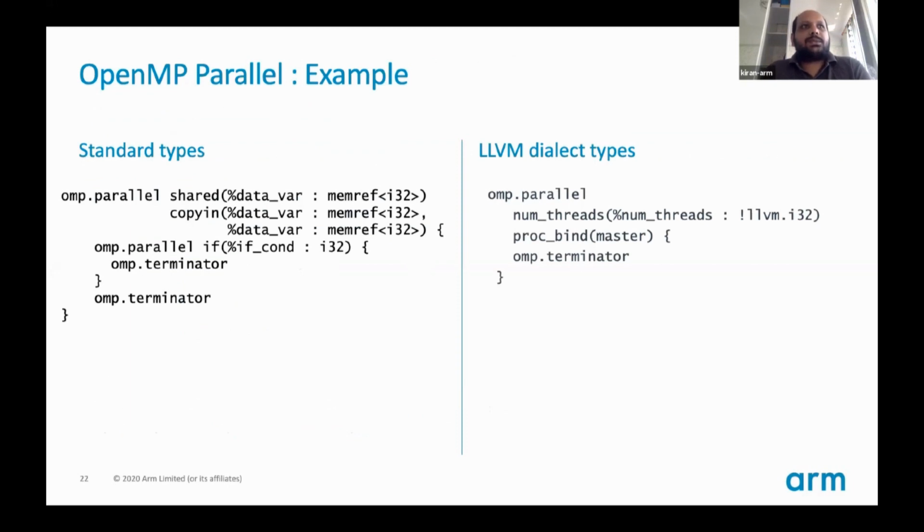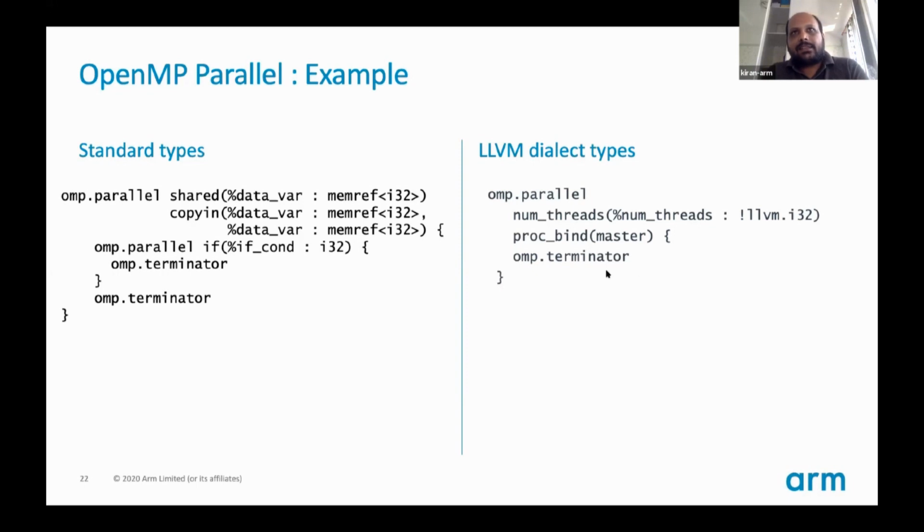This slide shows two examples of the OpenMP parallel operation that we defined in the previous slide, which works with both standard types in MLIR as well as with the LLVM dialect types. On the left-hand side, you have an OpenMP parallel operation, which has the shared clause and the copying clause, and has some arguments in the standard dialect. Nested inside this OpenMP parallel is another OpenMP parallel, which has an if expression.